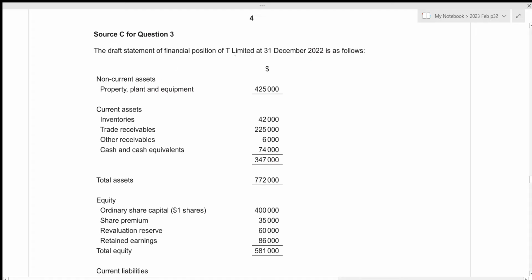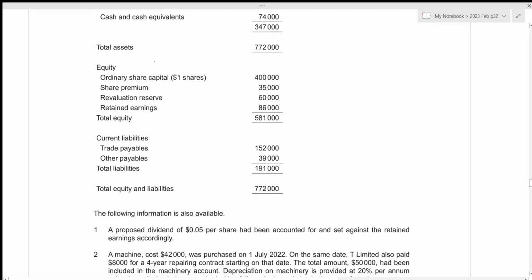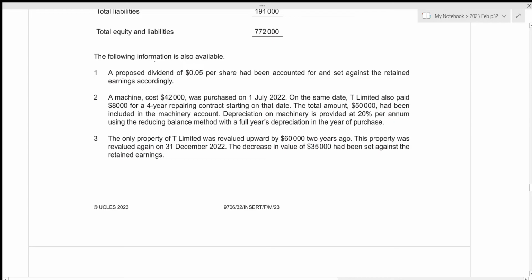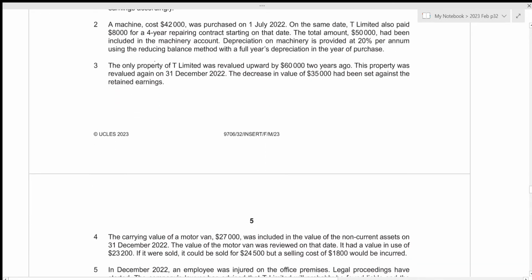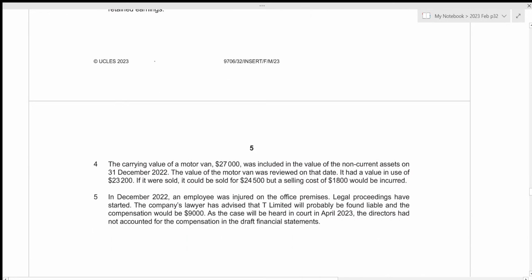The draft statement of financial position of T Limited at 31st December 2022 is as follows. So this is the closing date, which means that all of these will be our closing balances. Alright, then we're given additional information. Okay, this probably relates to our international accounting standards. So let's have a look at our first question.